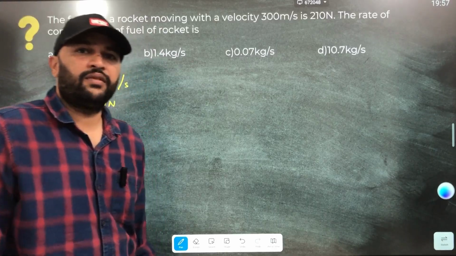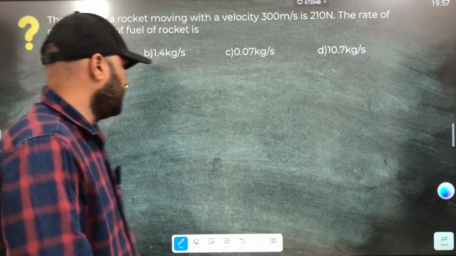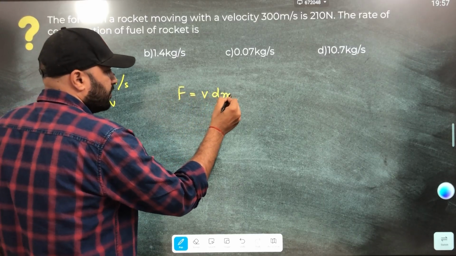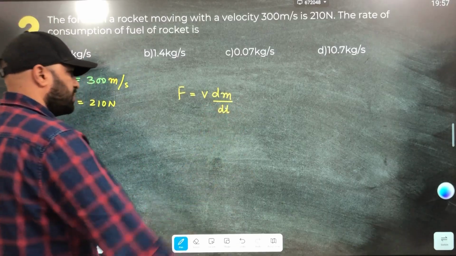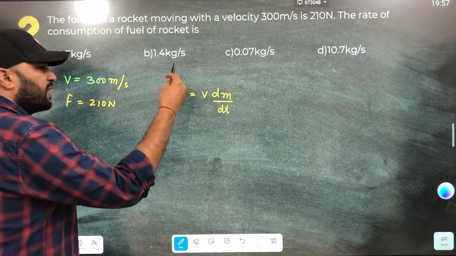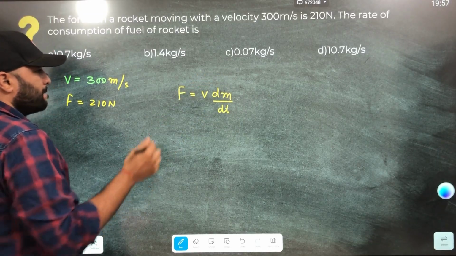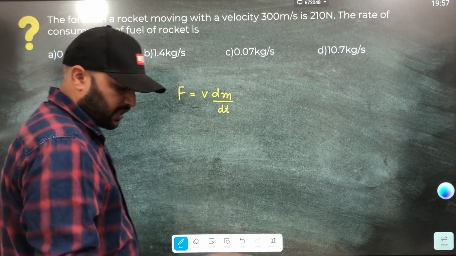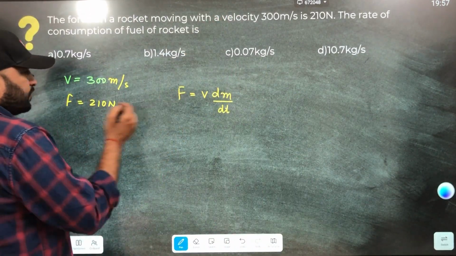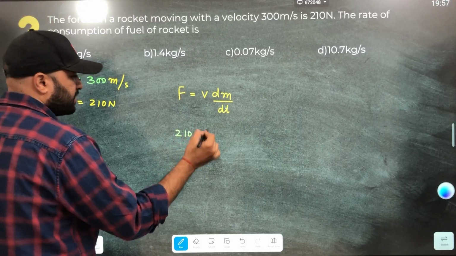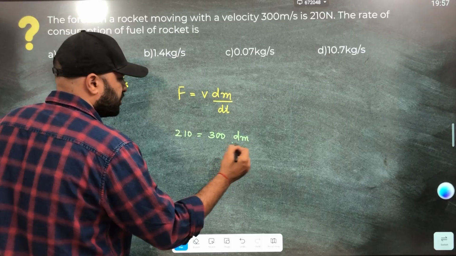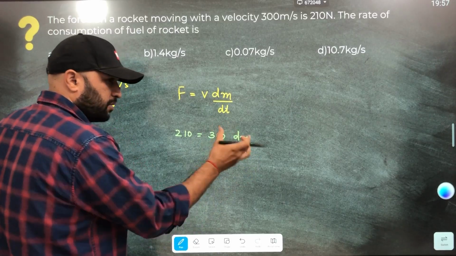So in case if you have done rocket problems previously, you are familiar with the relation F equals V dm by dt. Where do we use this relation? In case of rocket problems, right? So force is equal to V dm by dt, or wherever there is a change in mass. Okay, we will see some problems other than rocket where we use this particular equation. So F is the force given as 210, V is the velocity with which the rocket is moving, and dm by dt is the rate of change of mass, which means the combustion of fuel.